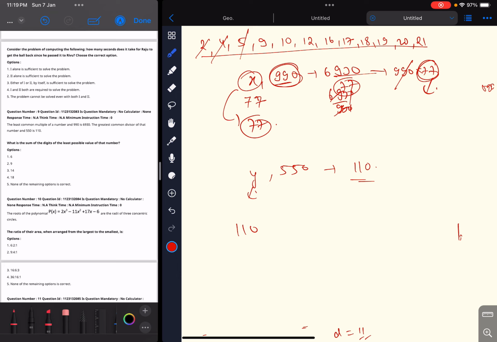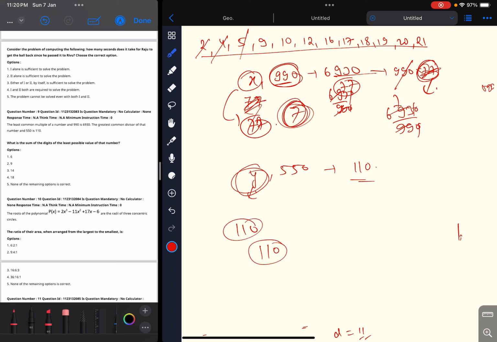Okay, so suppose the number is 110 only, so 110 we will take. That was a mistake, I guess. 6930 divided by 990. Okay, so this will be 7 only, my bad. So this will not be 77, this will be 7. Calculation mistake. So this is 7, and from here, since it is GCD, minimum it can be 110. So we will take it as minimum 110. Now we need 7 as well, because 7 is also the minimum we got from that case. So 110 into 7, this is the minimum possible value. So this is 770. Now the question is the sum of the digits of the least possible value. So this is the least possible value. Sum of the digits is 7 plus 7 plus 0, so 14 is the answer.